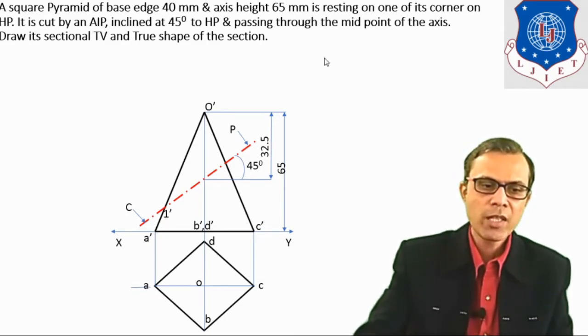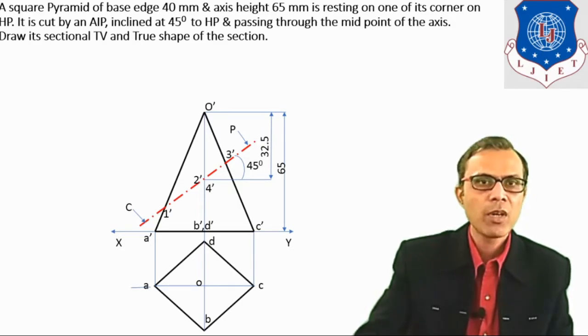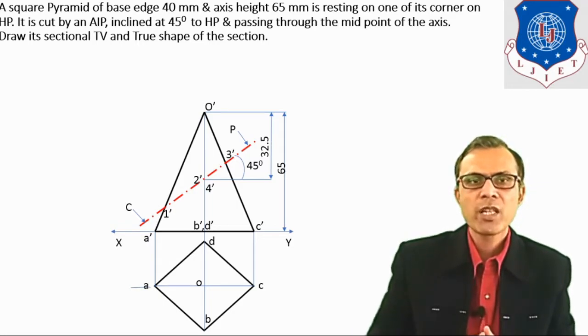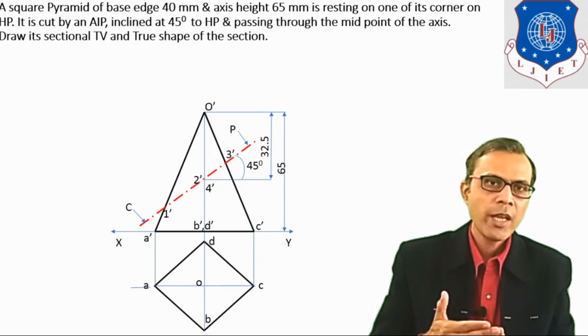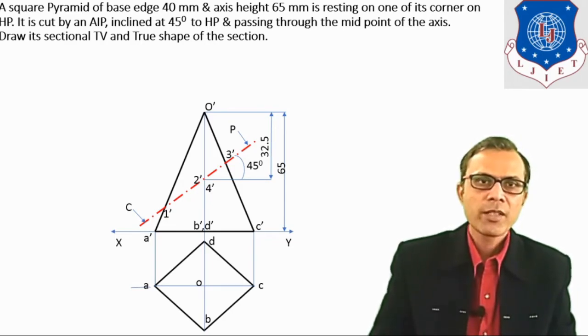So in sequence, first we have started from the OA edge. So OA edge is cut at point number 1, then OB edge is cut at point number 2, then OC edge is cut at point number 3, and OD edge is cut at point number 4. Now all these cutting points are located, and from all these points we have to draw the projection in top view so that we can draw sectional top view.